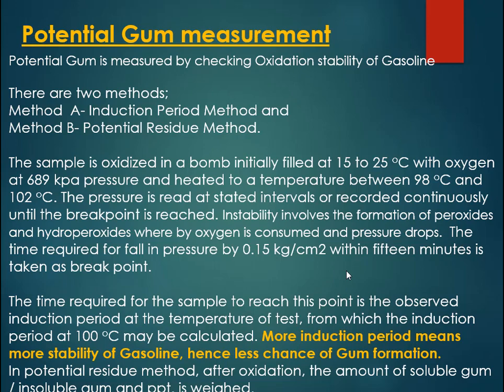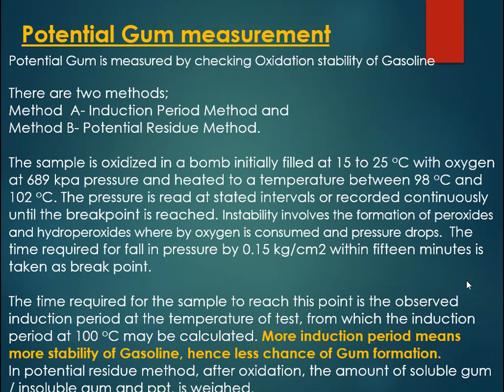Basically, we measure the time required for the sample to reach this break point. Let's say initially the pressure reduction of oxygen was only 0.05 kg per centimeter square in 15 minutes, but after 1 hour the oxygen pressure is reducing by 0.15 kg per centimeter square within the next 15 minutes. It means my induction period is 1 hour. Now if the induction period is high, it means the potential gum forming of petrol is very less. It means the gasoline is stable, with very little chance of gum formation.